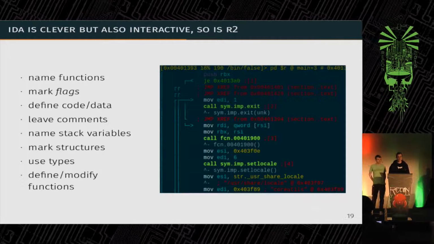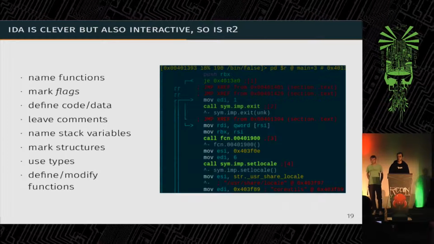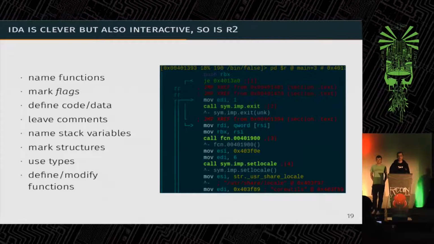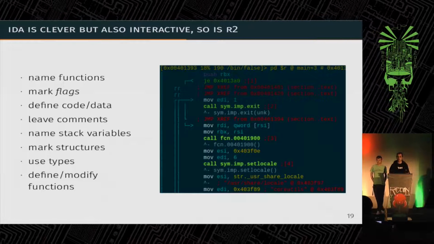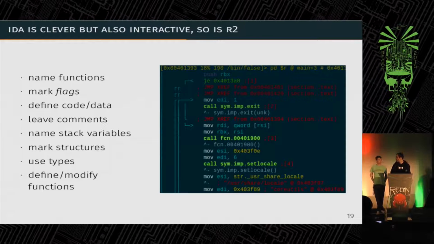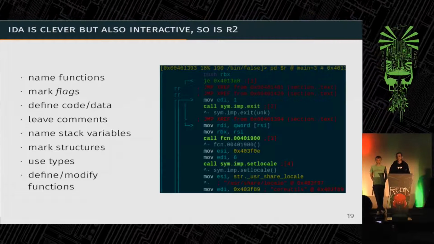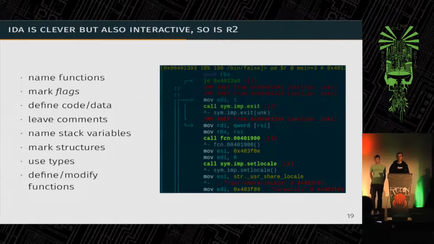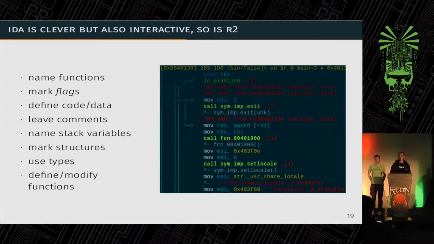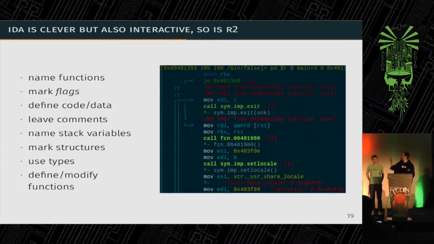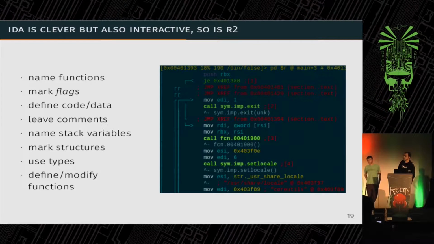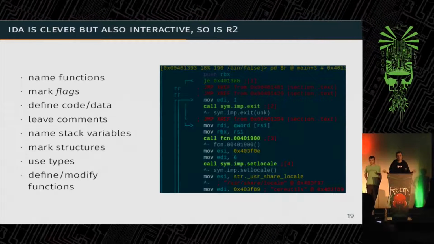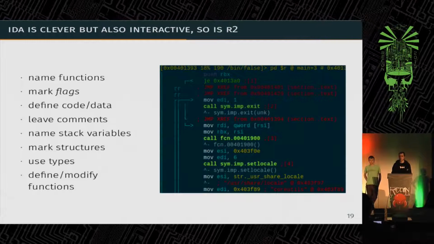IDA is clever and interactive, and R2 is mostly interactive. You can do anything you want. You can tell anything that you want to Radare2. We're mostly using it for CTF, so we don't really care about powerful analysis capability. We just want it to be interactive to deal with whatever we want. So you can leave comments, name, mark everything, modify, blah, blah, blah. You can see that there are some arrows. Those are jumps. There are some import symbol decoding, cross references, anything that you want. Most of the time it's already implemented in Radare2.